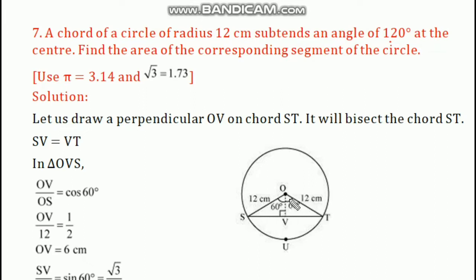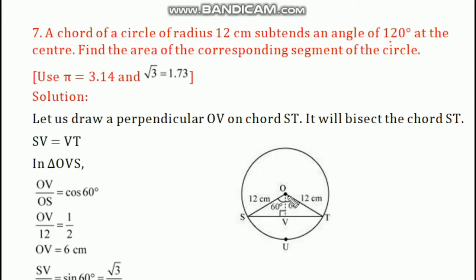Here the angle is 120 degree and we know the sides are 12 centimeter and 12 centimeter. By using this we cannot find out the area of the triangle. If you want to find out the area of the triangle, we need to know the length of all the sides. But here we know only two sides. The third side we don't know.